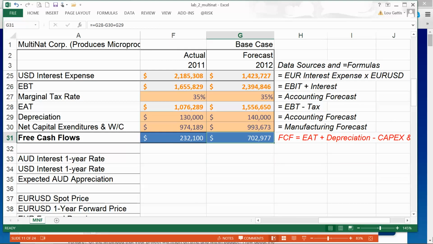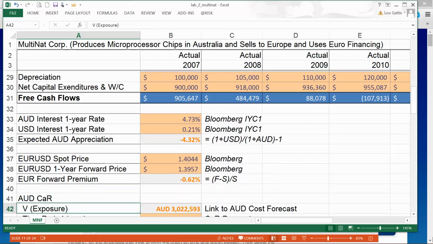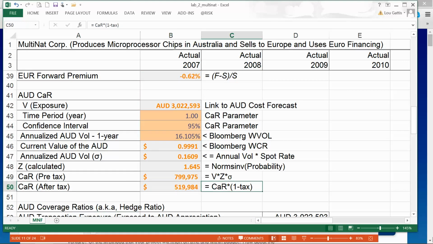703. So that's how we can do cash flow at risk and try to articulate how much we could lose based on our exposure to the Australian dollar, 3 million Aussies, and the volatility of the Aussie, 16 cents, and my time horizon, 1 year, and confidence interval, 95%.